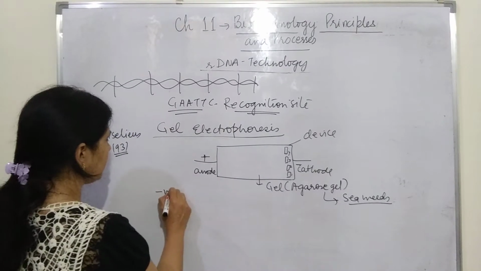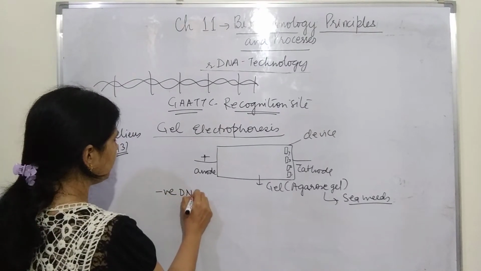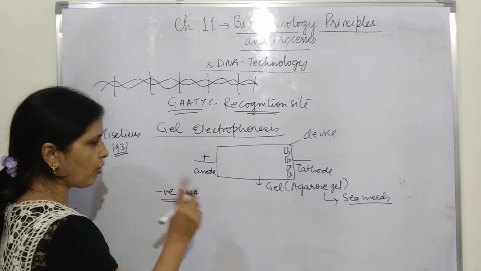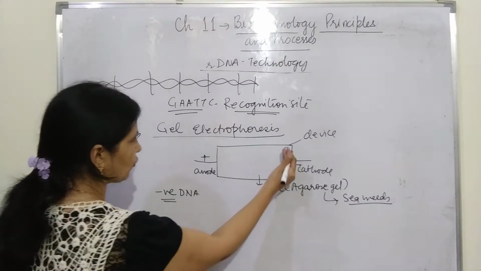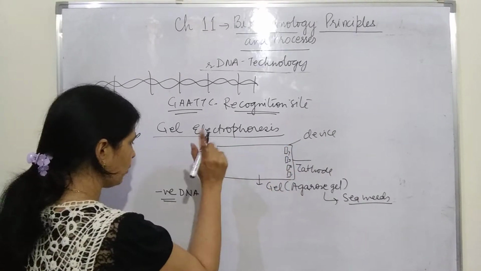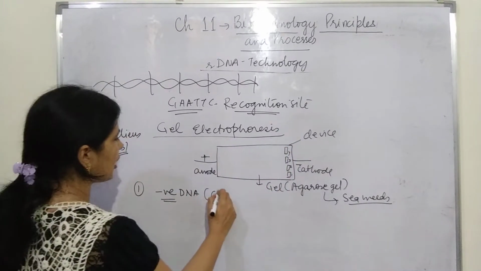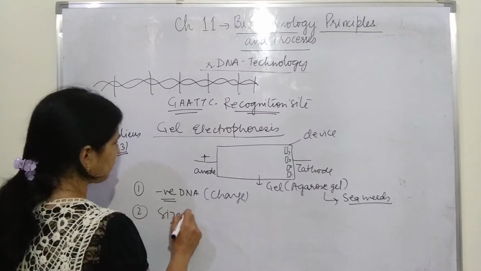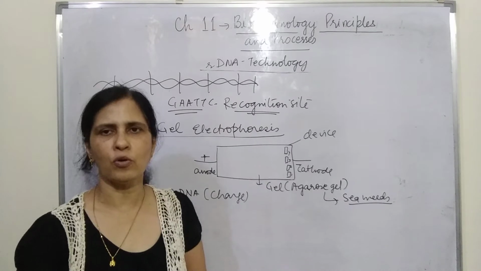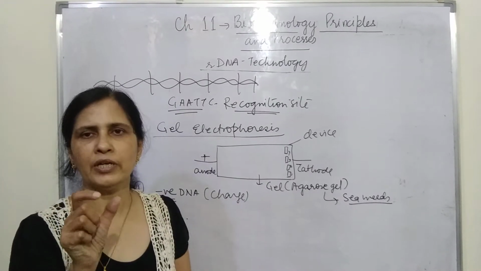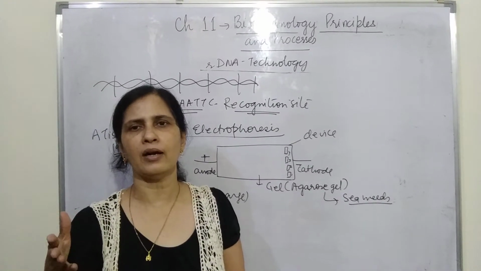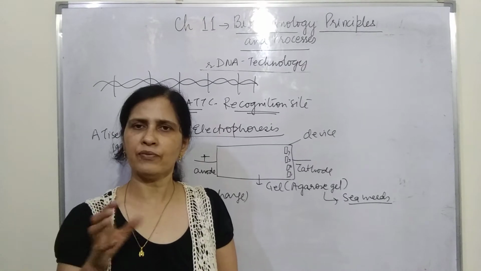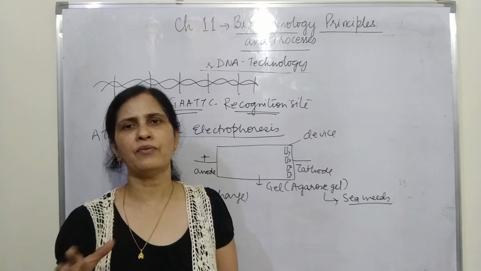We all know that DNA is negatively charged. So it is going to move towards the positive charge, that is towards the anode. So when we put it here, it will move towards the anode, number 1. So it is on the basis of the charge that it moves in this device, and the other factor is the size. Since the gel has small pores, see, the size of the fragments of the DNA which will be cut will not be uniform. Some of them will be smaller in size, some of them will be larger in size.